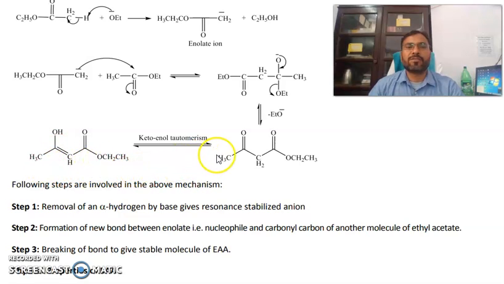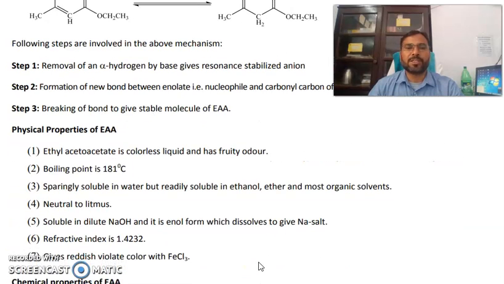The following steps are involved in the above mechanism. First, removal of the alpha hydrogen by base gives a resonance-stabilized anion. Then formation of a new bond between the enolate nucleophile and the carbonyl carbon of another molecule of ethyl acetate, and breaking of the bond to give a stable molecule of ethyl acetoacetate.